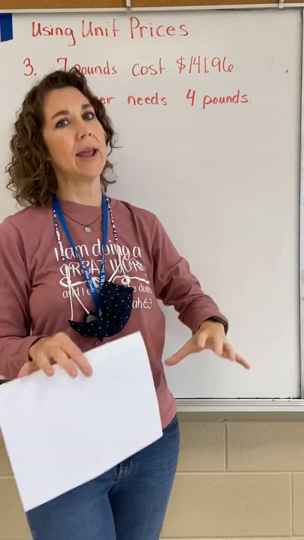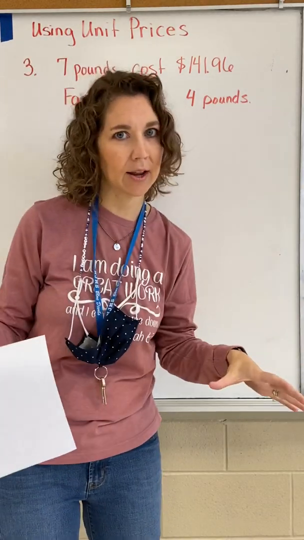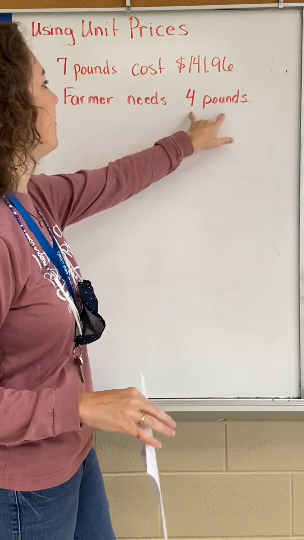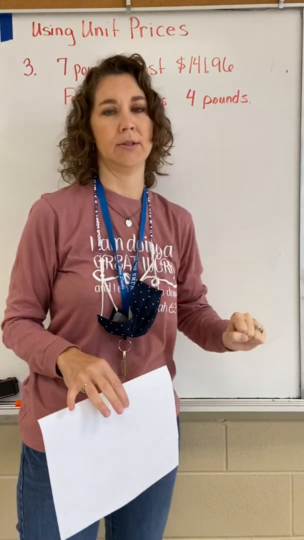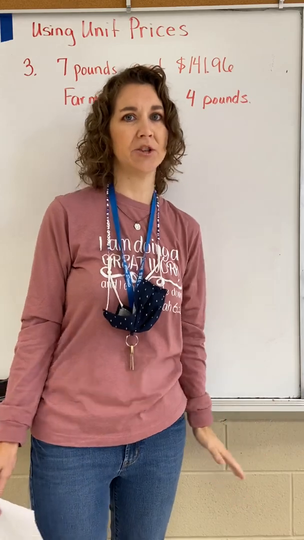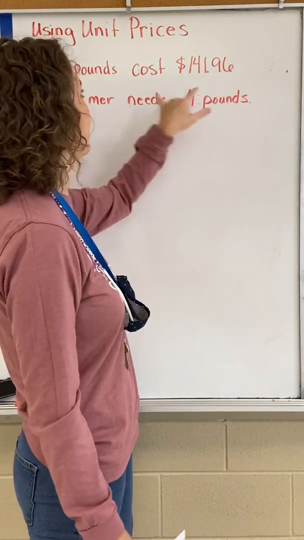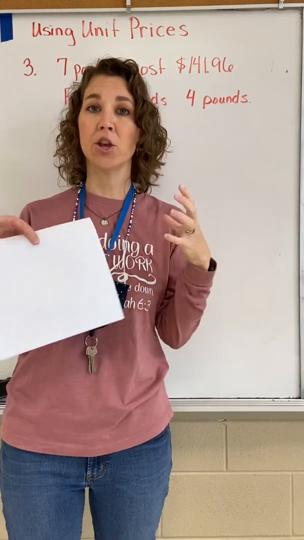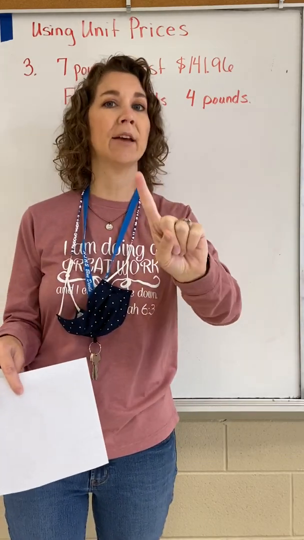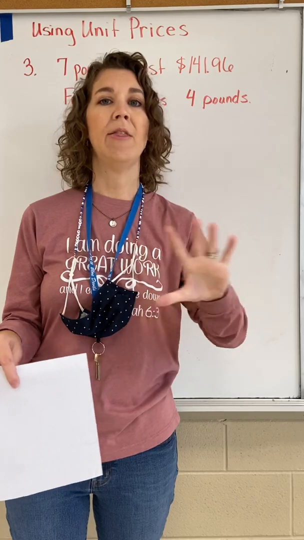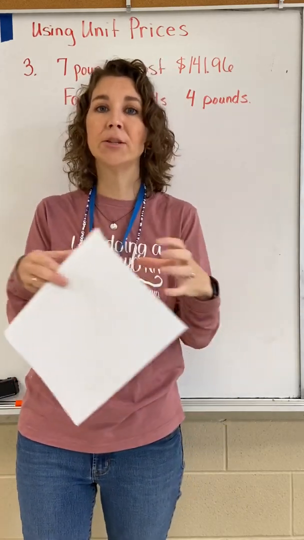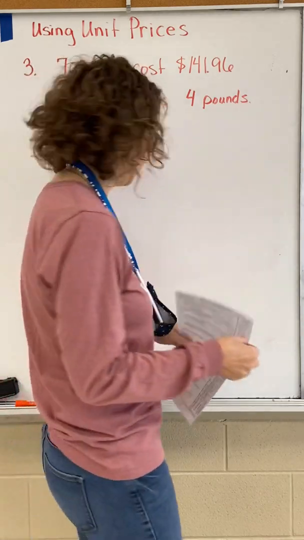We're going to take this 7 pounds that cost $141.96 and break it down, because the farmer doesn't need 7 pounds. The farmer only needs 4 pounds. So he doesn't need to spend $141.96 for 7 pounds when he only needs 4. So we're going to break down that unit price to see how much 1 pound of seeds costs, and then we're going to take that price of 1 pound and multiply it by 4.